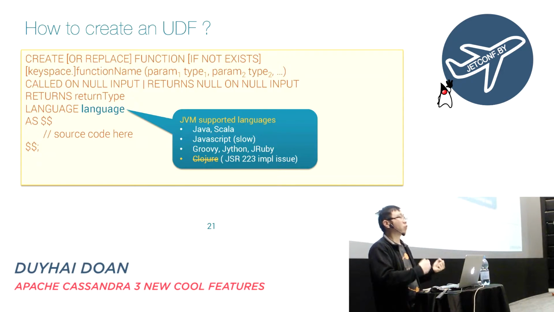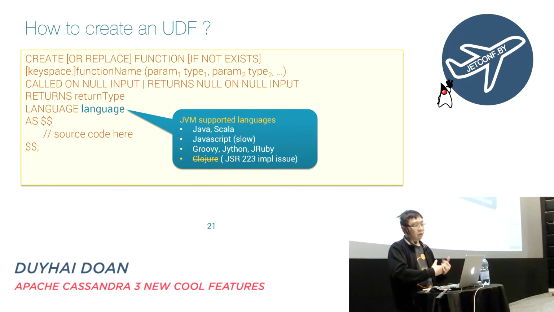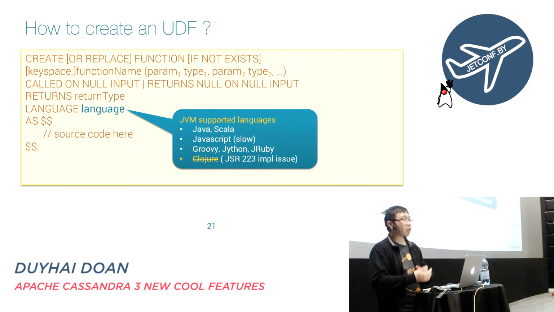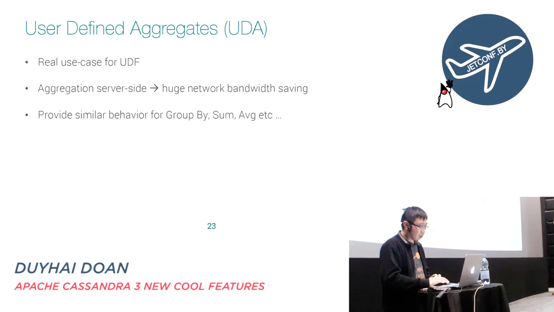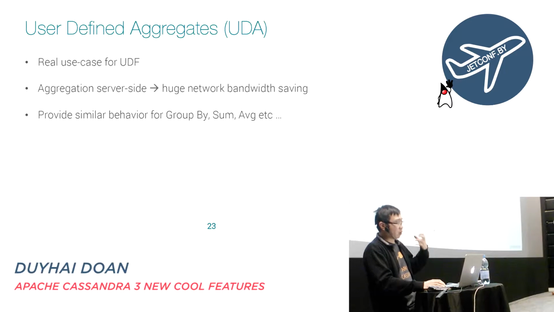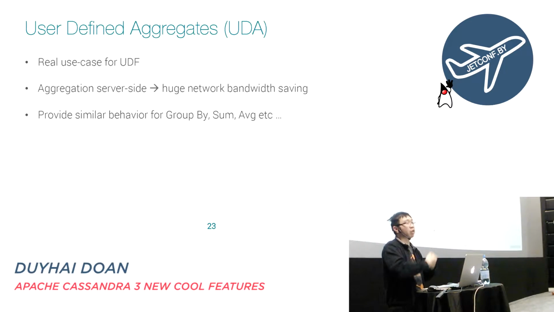Then you decide which language you want to use for your function. By default it is Java. You can use JavaScript, but it is slower. You can use Scala and so on, but you have to add extra dependencies to the server library. And then you put the source code here. But defining just a function is very easy, but it's not that useful. What is useful is to define aggregates. How can I compute the sum, the average, and so on directly on the cluster? I don't have to fetch all the data to my server to compute the aggregation.